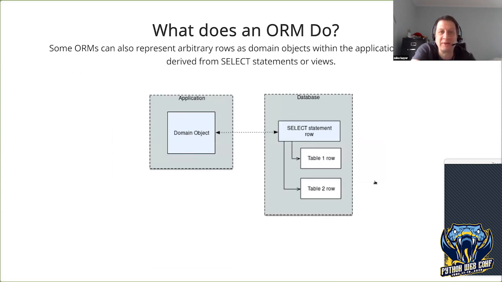Some ORMs can represent arbitrary rows. So not just having your row, your database object, your domain object load from a table row, it can load from a select statement. And SQLAlchemy and a lot of other ORMs do that too.